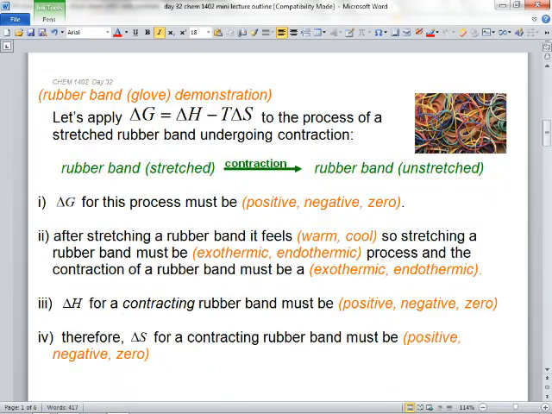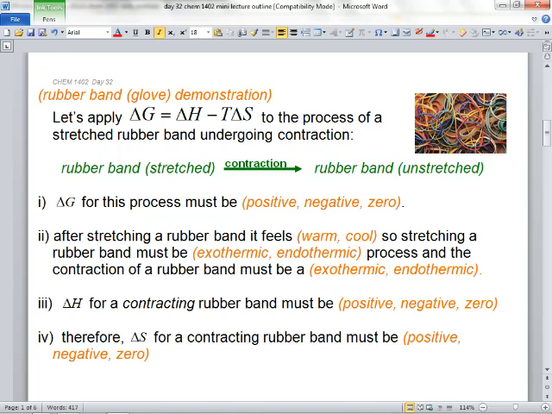Let's take a look at applying this. Without even looking at a rubber band or a rubber glove at the microscopic level, we can use thermodynamics to do some predictions about what's going on at the microscopic level. So what's the process we're talking about? We're talking about this guy being stretched. So there's my initial, and there's my final.